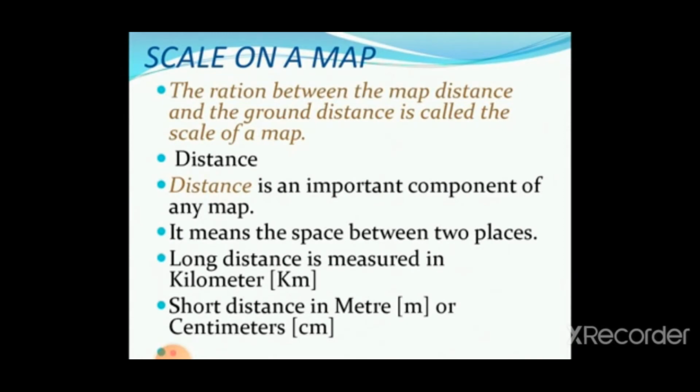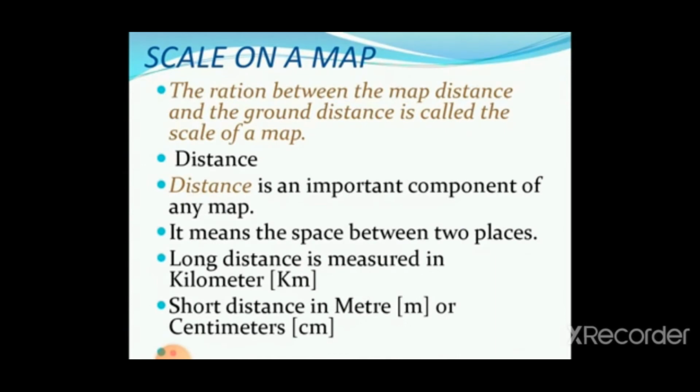on a map. Now what is this distance? It's an important component of our map and it means the space between 2 places. And this distance, if it is long, we'll calculate in kilometers. If it is short, we'll calculate in meters, centimeters, etc. So this distance and the scale are very important for a map.